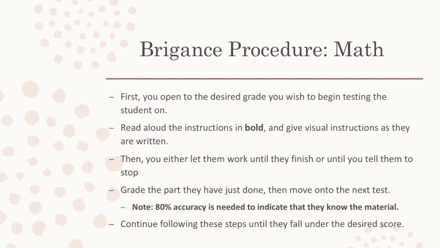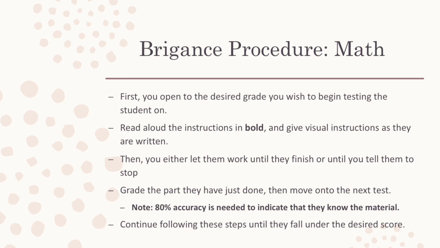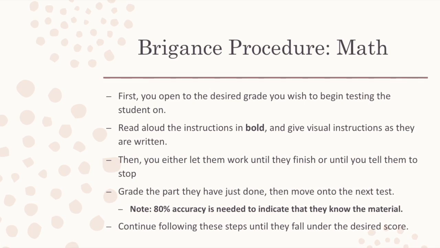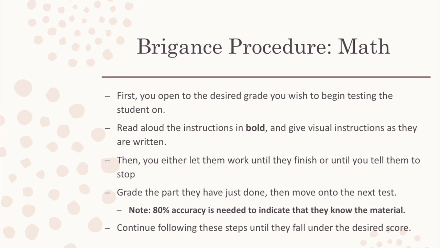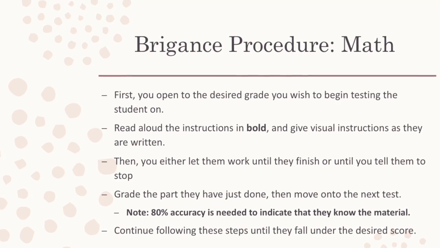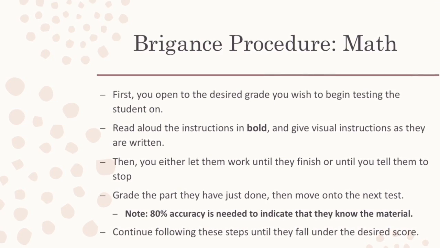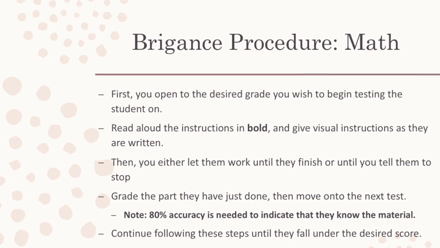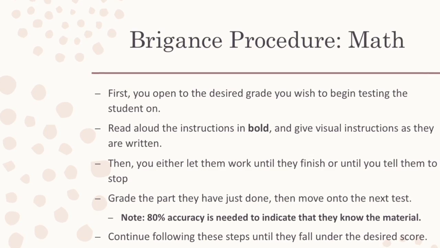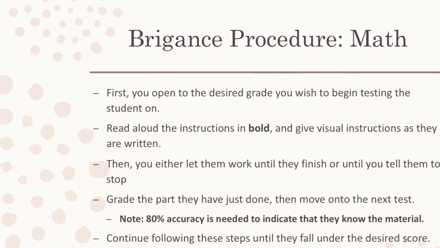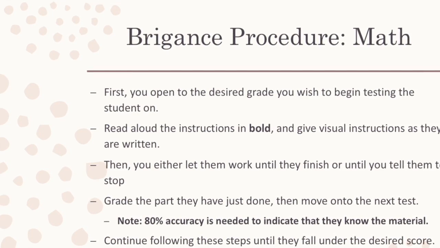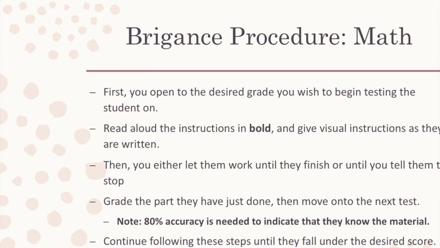The Brigance math procedure. So first you'll open up to the desired grade you wish to begin your testing on, and then aloud you will read the instructions in bold and give any visual instructions as they are written, and then you either let them work until they finish or until you tell them to stop. Then you grade the part that they have just done, and then move on to the next test part. But note that in order to continue, they need to have at least an 80% accuracy to indicate that they know the material. And then you continue these steps until they fall under the desired score.